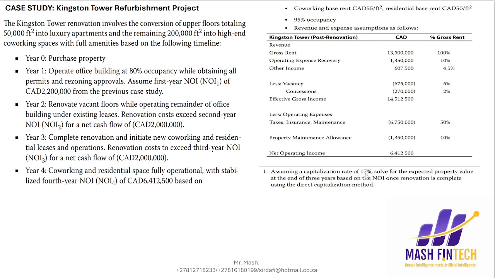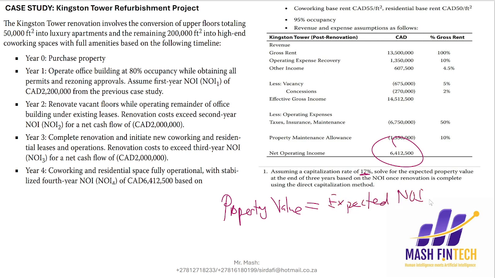We have a capitalization rate of 17% here, and the expected net operating income is given here. So for end of year 3, we take the net operating income in year 4. Property value is going to be the expected net operating income, which is for year 4, and then we divide this by the cap rate. Quite straightforward.